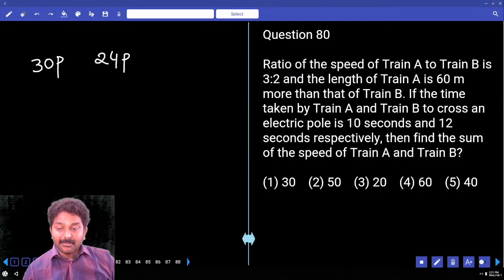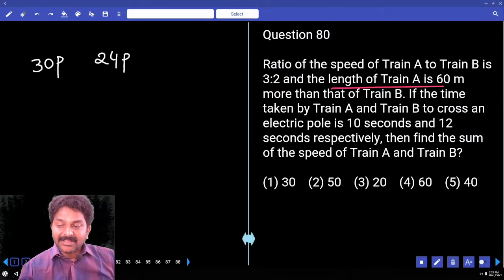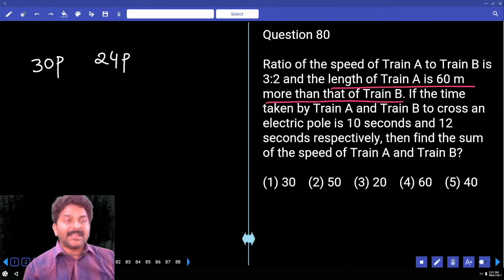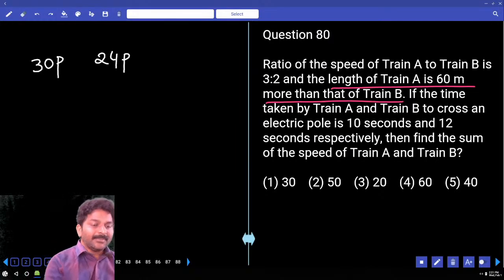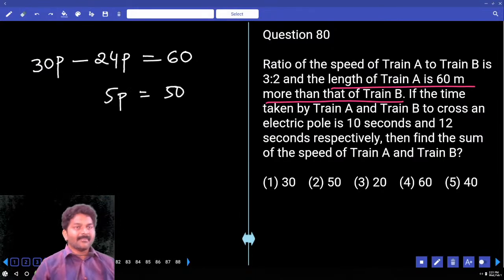And we also have one more piece of information, which says the length of A is 60 meters more than train B. That means the difference is equal to 60 only. 6 parts is equal to 60. We were asked to calculate 5 parts, that is 50.